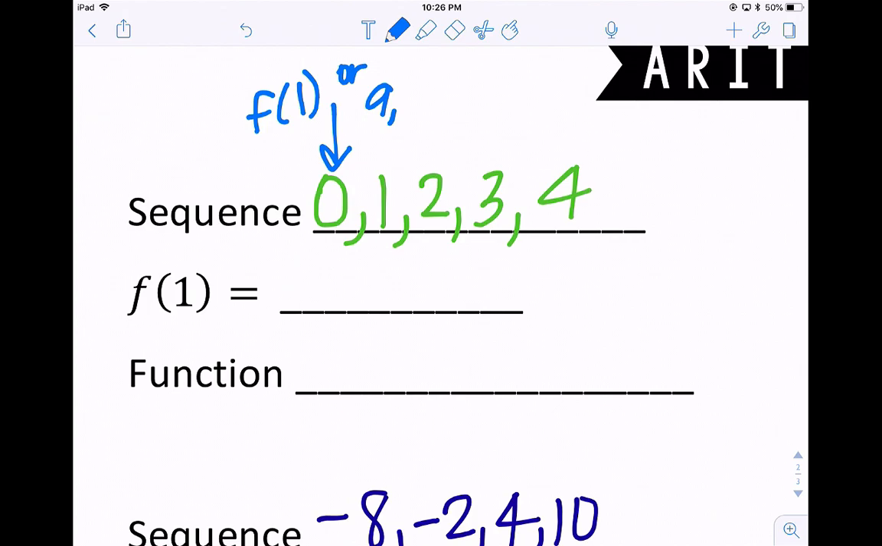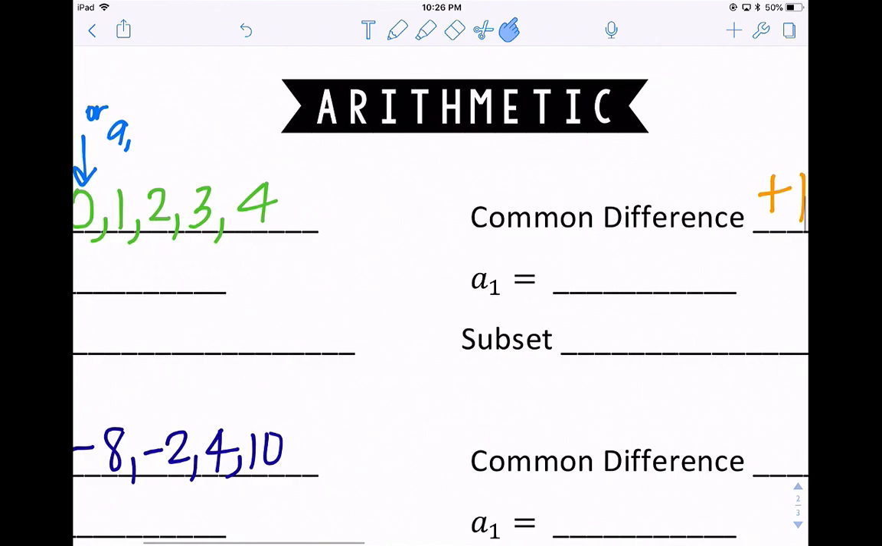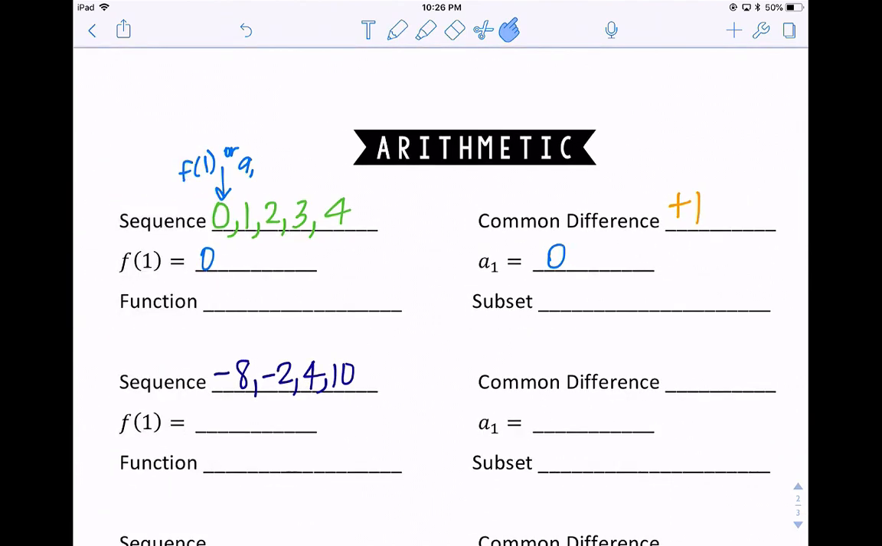So f of 1 is 0. Same thing on the other one. A sub 1, again sub because it's below, is also 0. Those are the same thing. It's asking the same question. I just wanted you to see that it could show up as f of 1 or a sub 1. Okay, here we're going to put the equations in different terms.